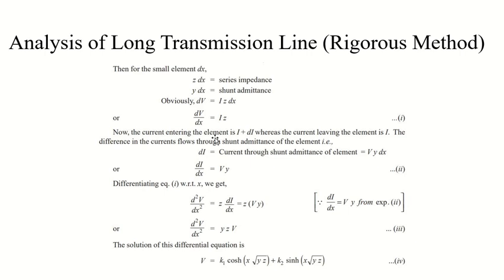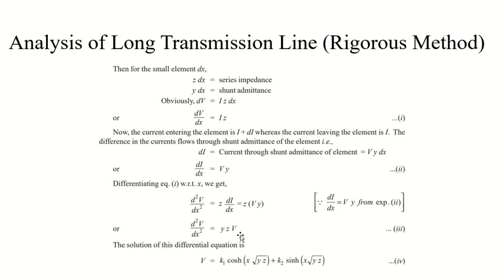Now differentiating my first equation, this equation, with respect to x, what we will get is d square v by dx square is equal to di by dx into z. And we all know the value of di by dx here, right? It is v into y. So we will simply substitute the value of di by dx in that formula, so we will have z into v into y, d square v by dx square is equal to yz into v.